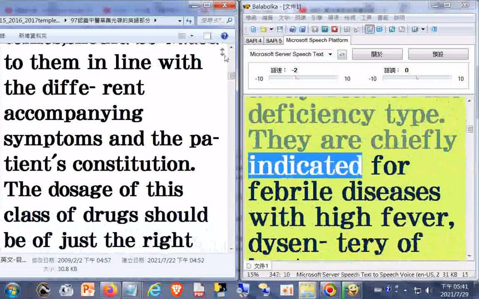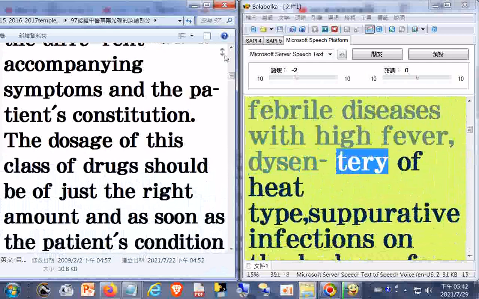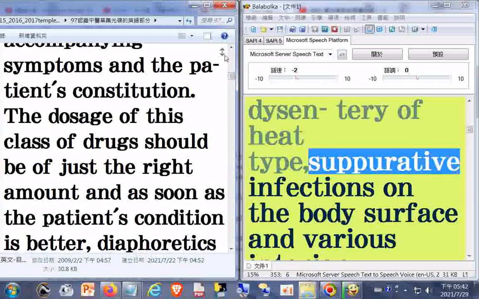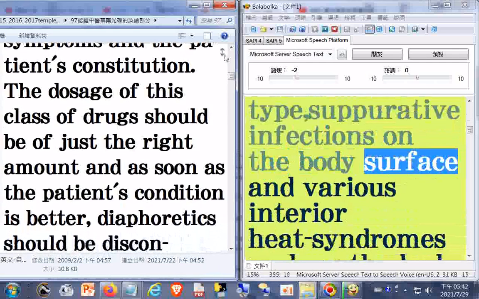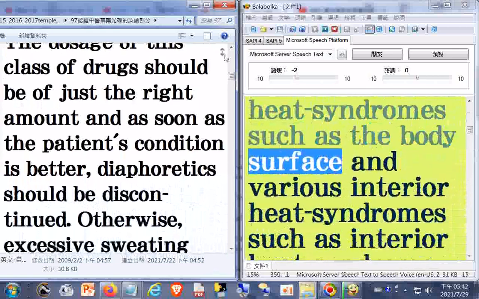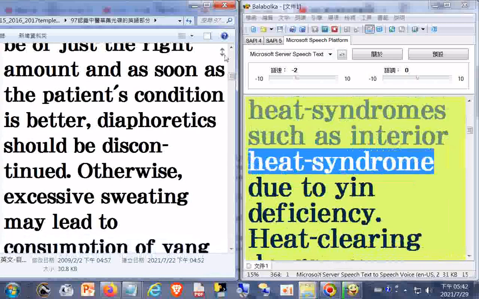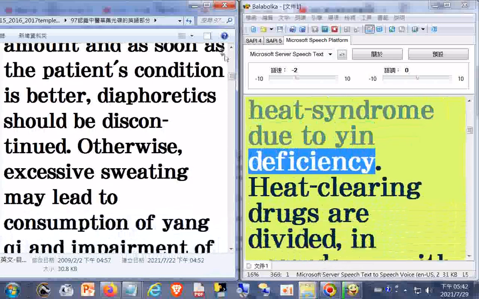They are chiefly indicated for febrile diseases with high fever, dysentery of heat type, suppurative infections on the body surface and various interior heat syndromes such as interior heat syndrome due to yin deficiency.